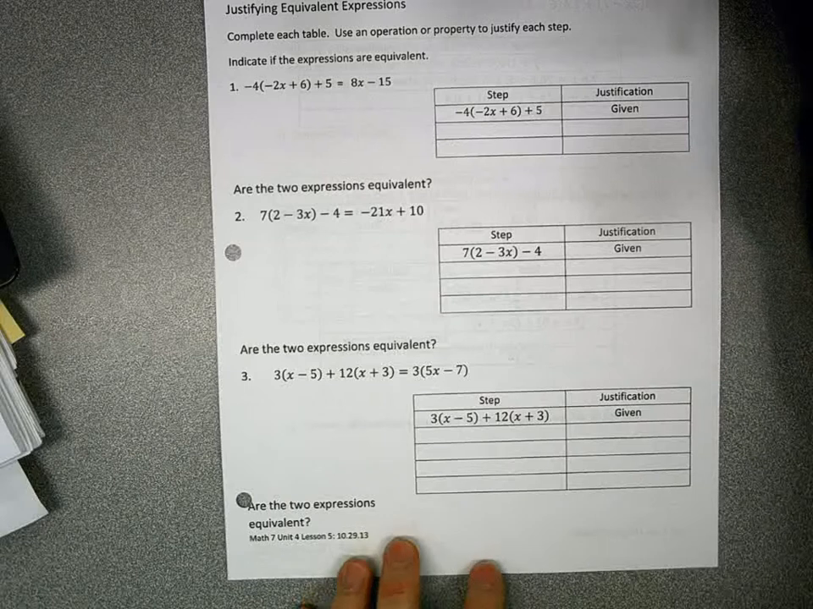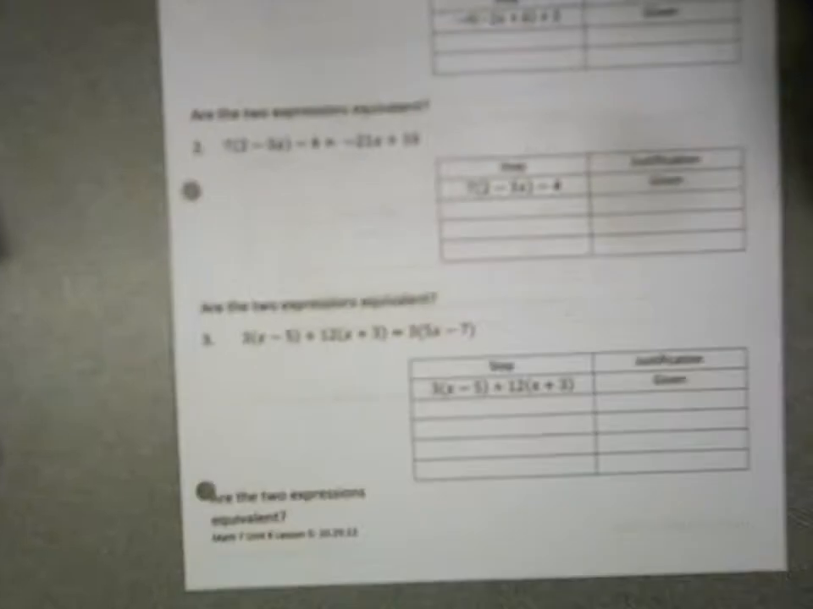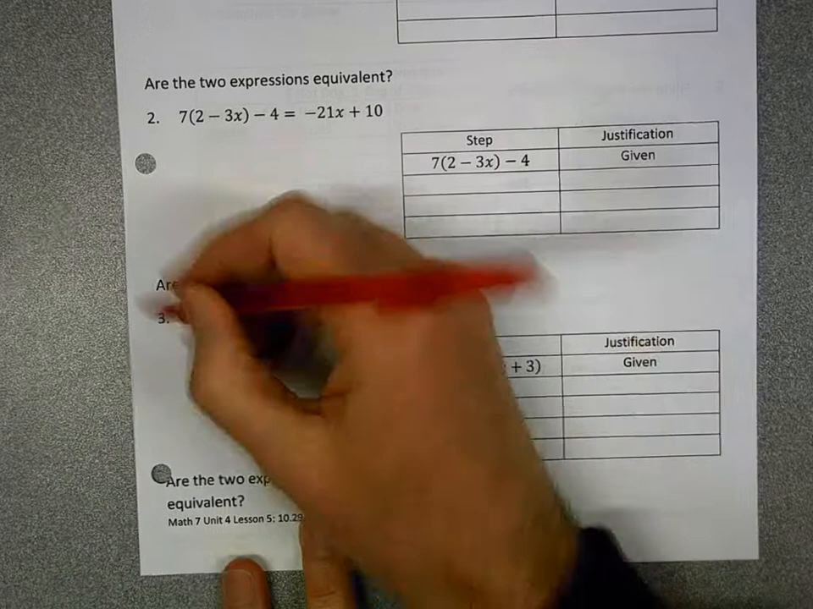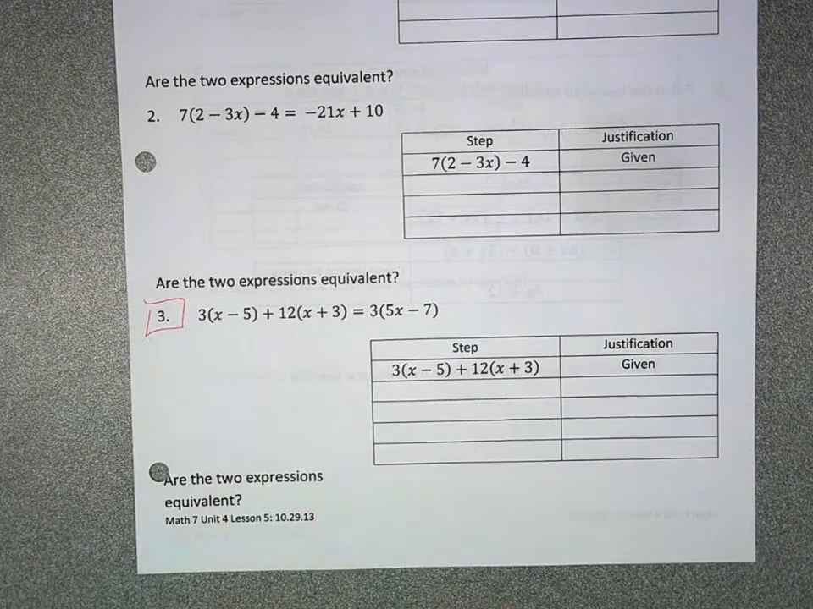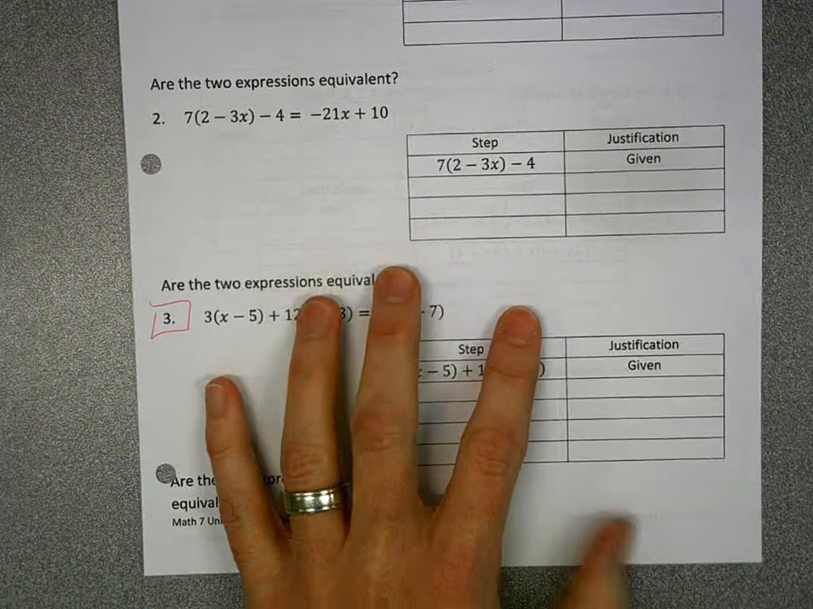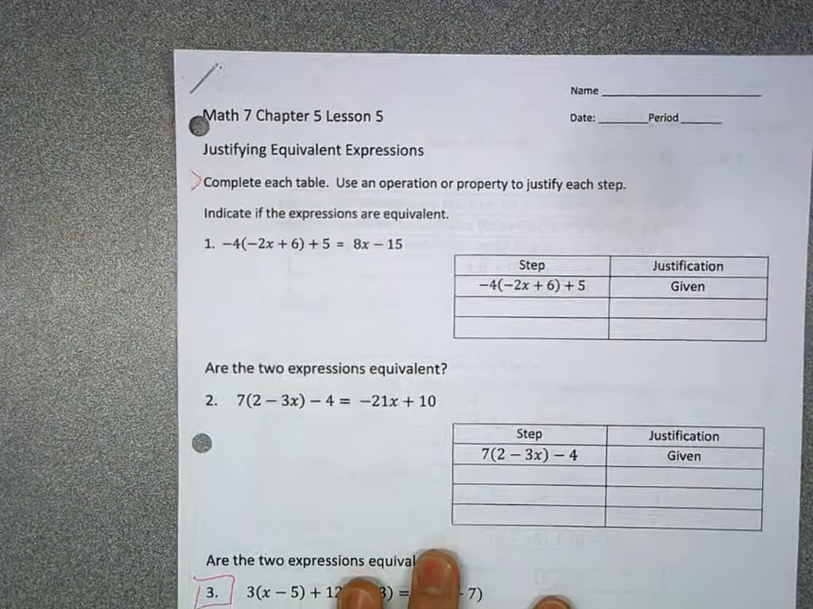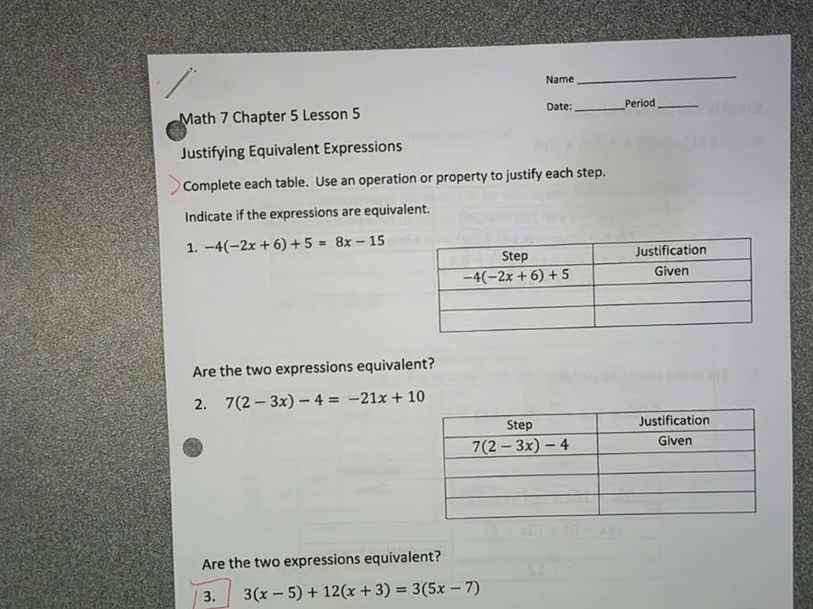All right, let's go ahead and start at the very bottom on problem number 3. Okay, now actually before we do that, it's probably important to go back up to the top and read our directions. All right, so here we go. Let's close read them. Complete each table. Use an operation or property to justify each step. Okay?